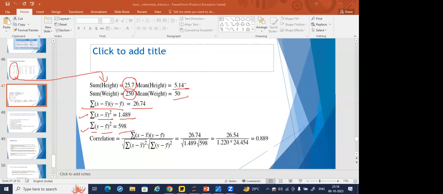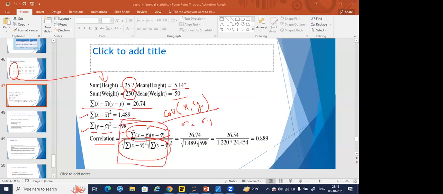We can settle all these values into the correlation formula. So this is basically covariance divided by standard deviations: covariance of x and y divided by standard deviation of x and standard deviation of y. When these values are calculated, we get the R value as 0.889. What is this 0.889?